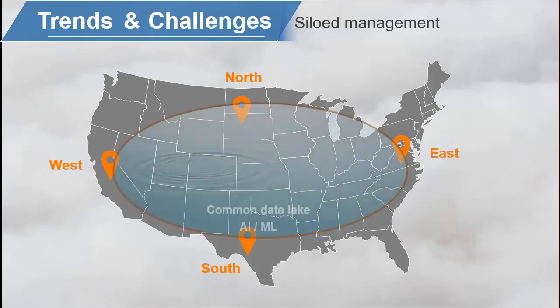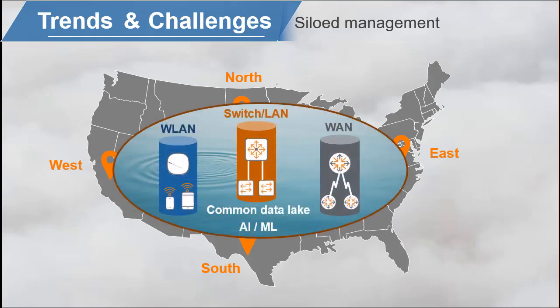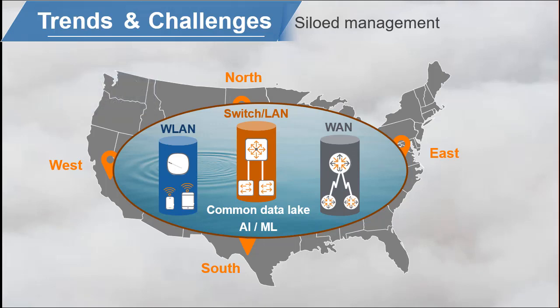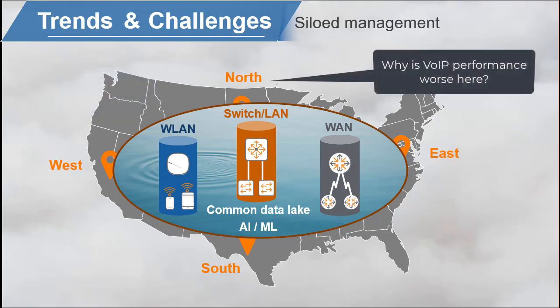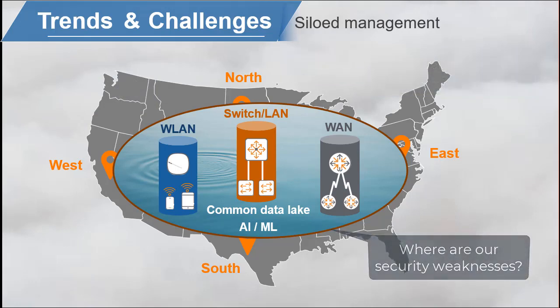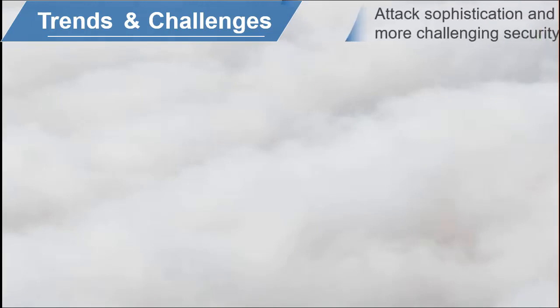What if we had a common data lake for the entire deployment, with AI and ML analyzing this data for trends? Perhaps we can answer questions like, why does the West Coast campus have 12% more end-user complaints related to Wi-Fi systems? Or why is voice-over IP latency higher in the northern branch? And what about security?